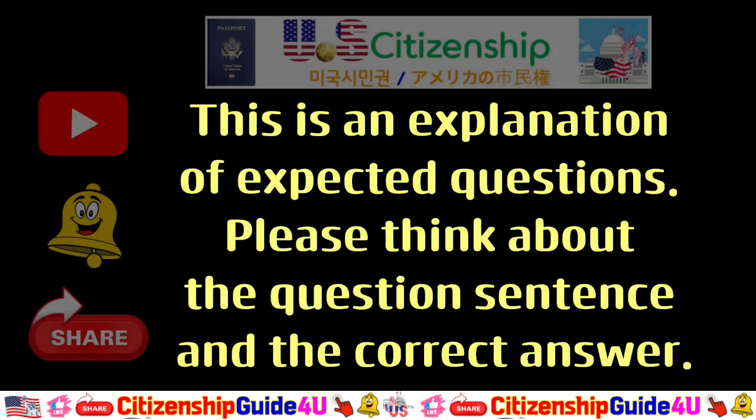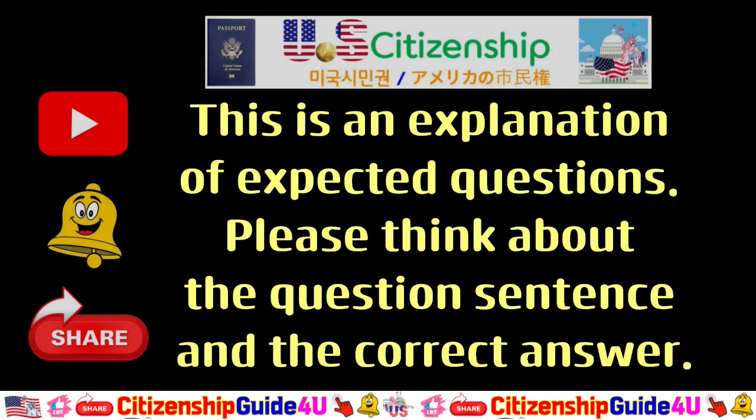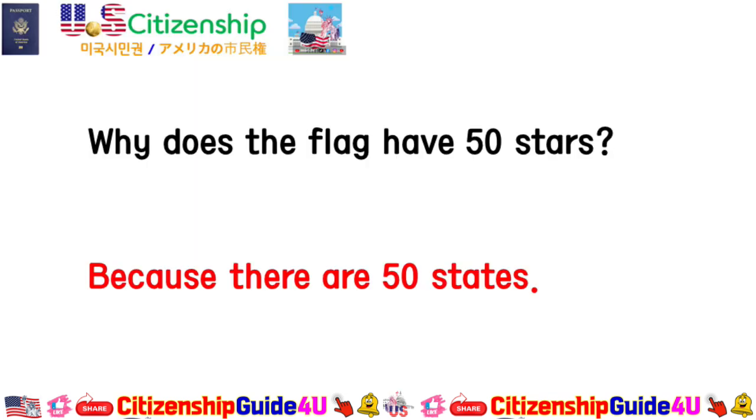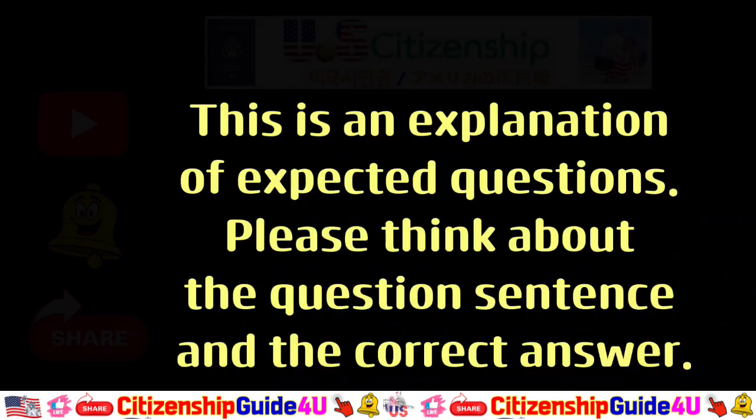The flag of the United States has 50 stars to represent the 50 states in the Union. Each star on the flag corresponds to one state, symbolizing the unity of the United States as a federal republic composed of individual states. Why does the flag have 50 stars? Because there are 50 states.